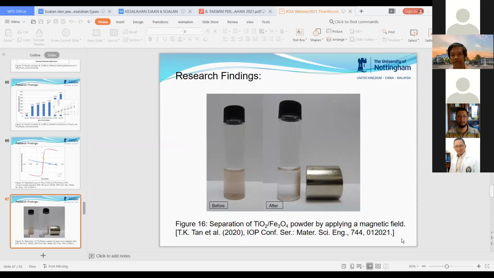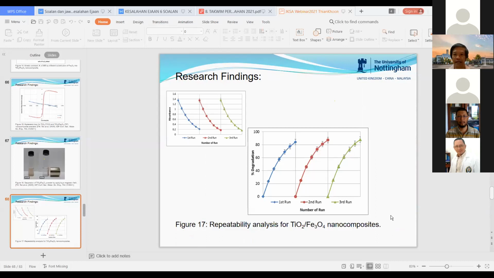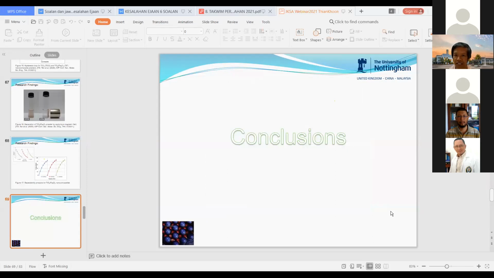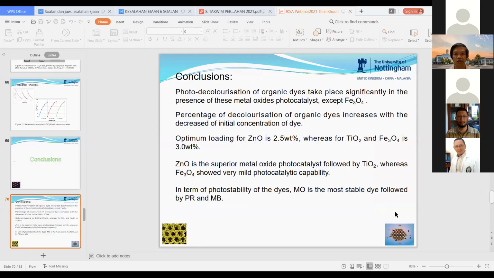The same way, we also try to redo the degradation using the same material, and we still found that after 3 runs it still gives us a satisfactory result. So as a conclusion, what we actually found just now, this is the first part.